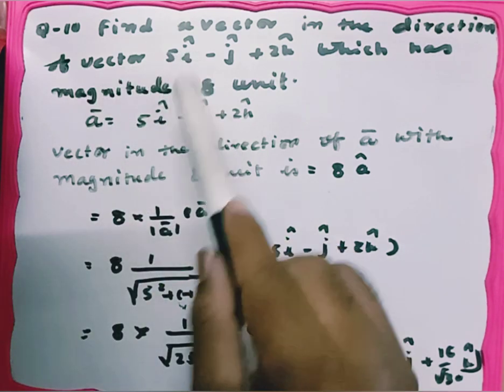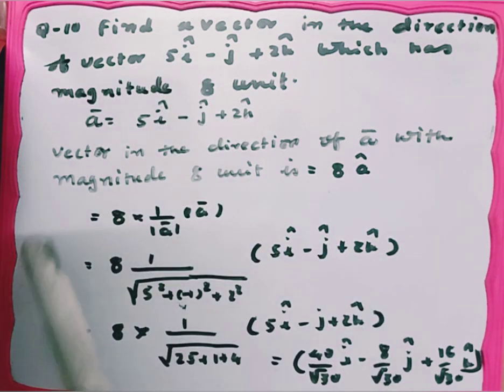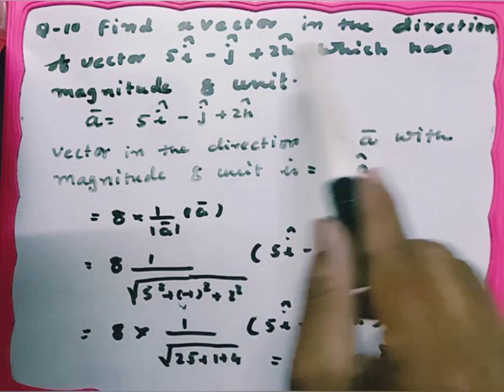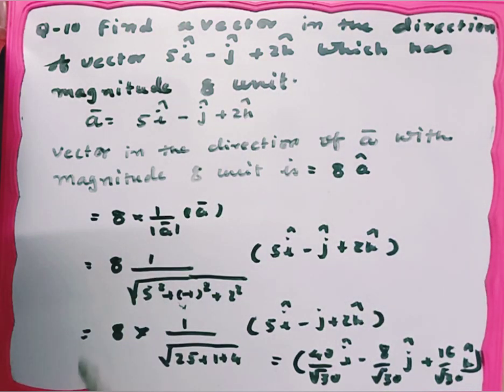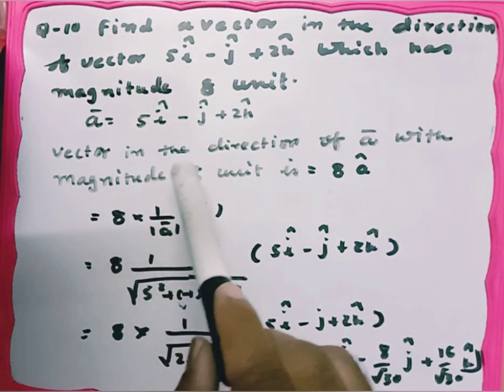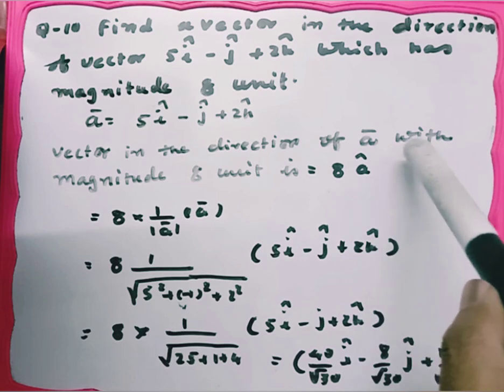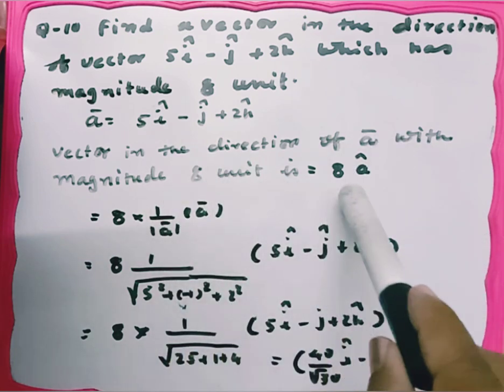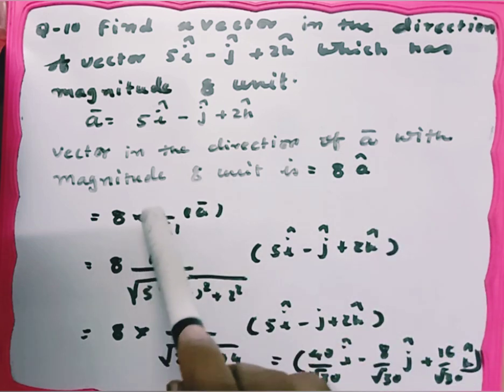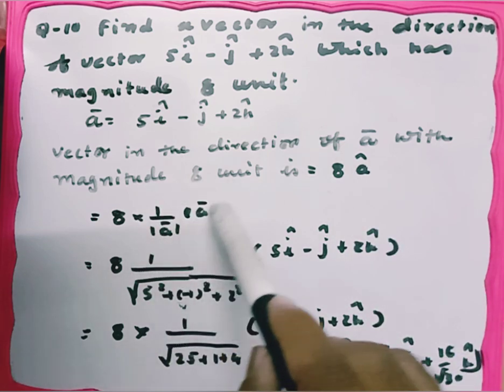Now question 10: we have to find a vector in the direction of the vector 5i caret minus j caret plus 2k caret which has magnitude 8 units. And so a bar equals 5i caret minus j caret plus 2k caret, then the vector in the direction of a bar with magnitude 8 units is 8 into the unit vector of a bar. So 8 into 1 by magnitude of a bar into a bar.